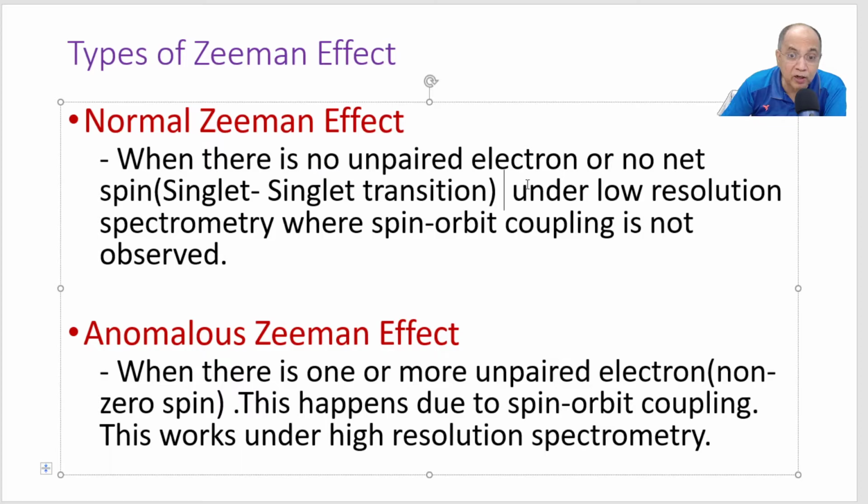And the other one is anomalous. There is a magnetic field; a magnetic field means Zeeman. No magnetic field means no Zeeman, right? And here it will be high resolution. You are using a high power diffraction grating. I am not going to tell you what a grating is and how it is different from a prism. I'm not going to discuss that here. So unless there is an unpaired electron, there cannot be any anomalous effect or any spin orbit coupling.